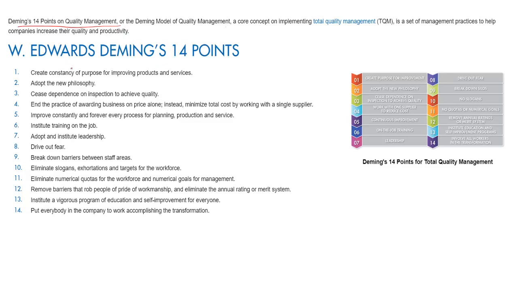Okay, there are the 14 points. So these are described in a better way. I will tell you in short. You can see this. Create purpose for improvement. Adopt the new philosophy. Cease dependence on inspection to achieve quality. Work with one supplier to reduce cost. Continuous improvement. On the job training. Leadership. Drive out fear. Break down silos. No slogans. No quotas or numerical goals. Remove annual rating or merit system. Institute education and a self-improvement program. Involve all workers in the transformation. So you understand, it is used to increase their quality and productivity. Okay.